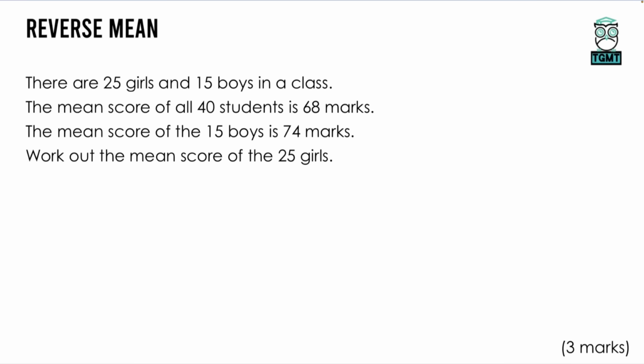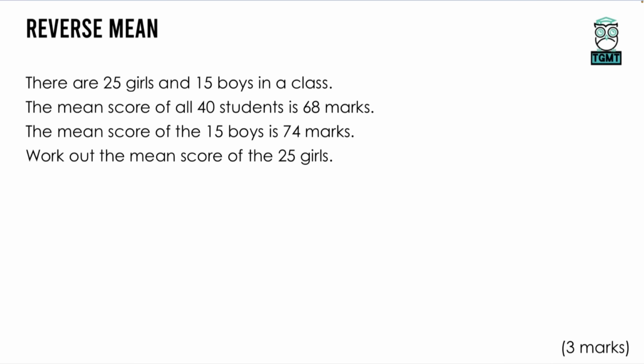Okay, so looking at a reverse mean, also sometimes called a combined mean, because we're looking at the mean of more than one thing. So it says here there are 25 girls and 15 boys in a class. The mean score for all 40 is 68. The mean score for the 15 boys is 74. Work out the mean score of the 25 girls.